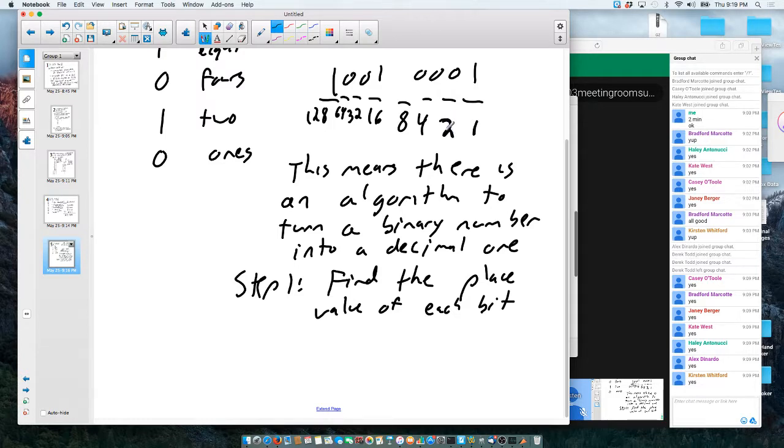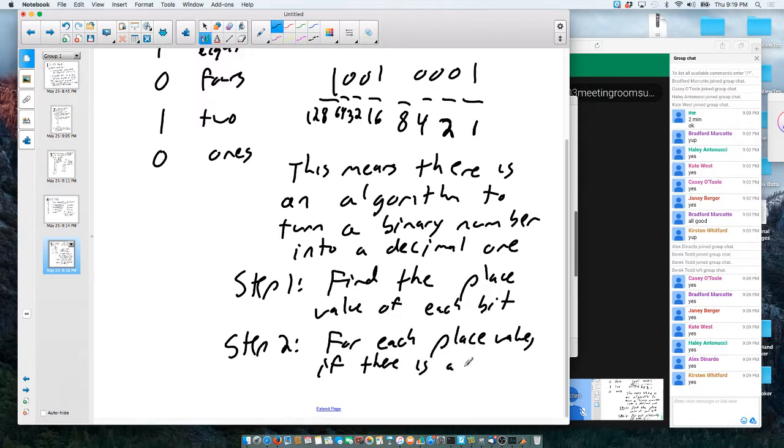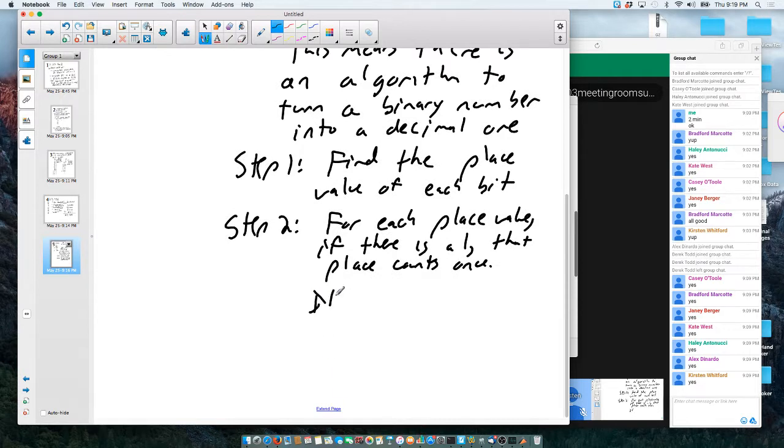Okay. Step 2, for each place value, if there is a 1, that place counts once. If there is a 0, that place, well, I'll say counts 0, but really doesn't count.